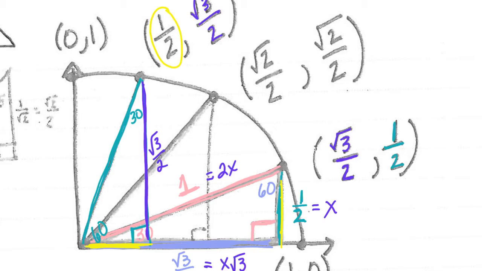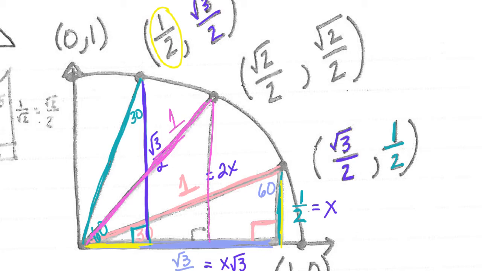I'm going to change this color. Let's see if I have another color up here. I have a hot pink. Here is my 1. This is my radius in hot pink. And I'm dropping it right here.